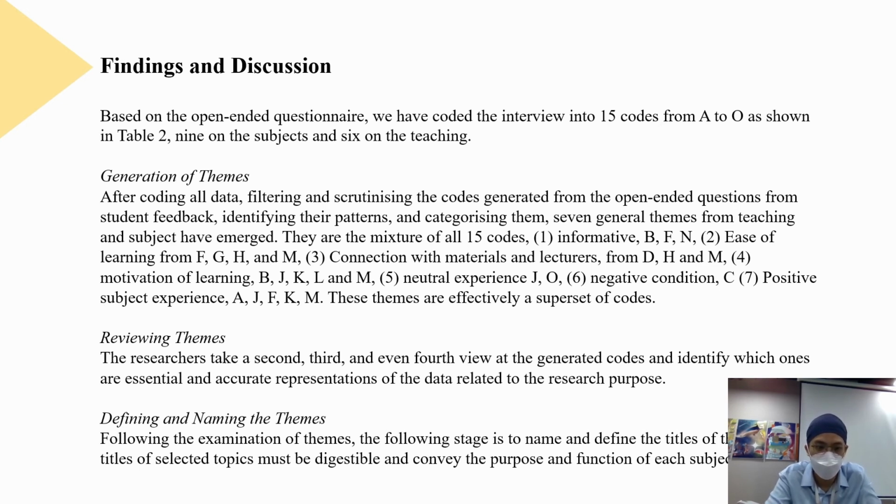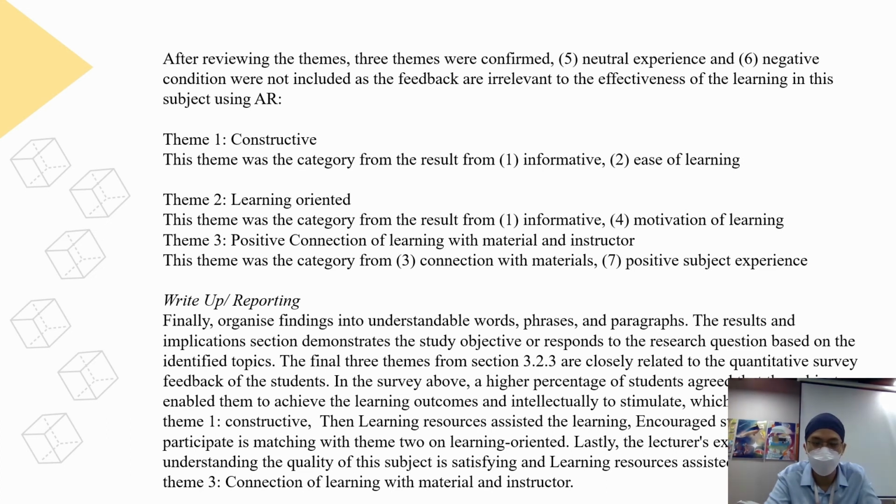We also collectively turned them into smaller and more precise themes. In the end, we came up with 3 final themes from the 7 themes that I mentioned just now. The first theme is constructive, which comes from informative and ease of learning. Number 2, learning-oriented, which resulted from informative and motivation of learning. And theme number 3, positive connection of learning with material and instructor, which comes from the 2 themes earlier, connection with material and positive subject experience.